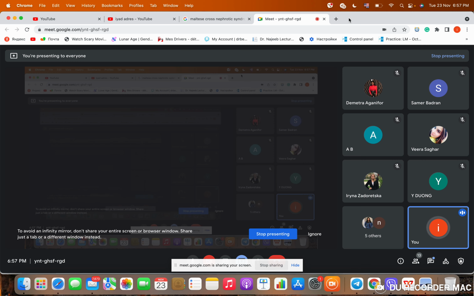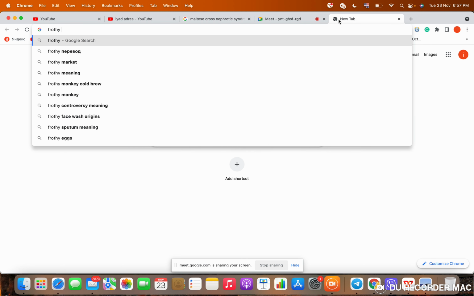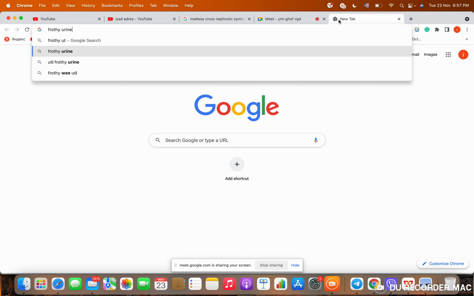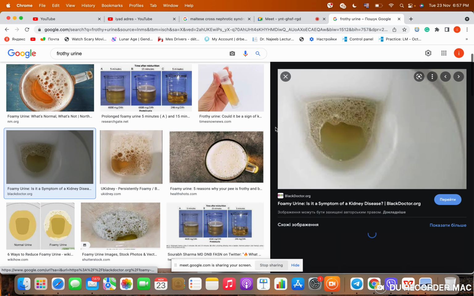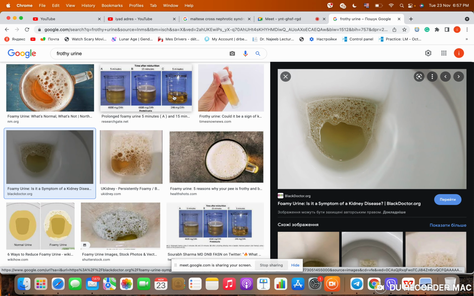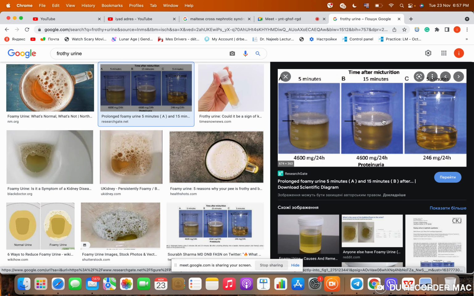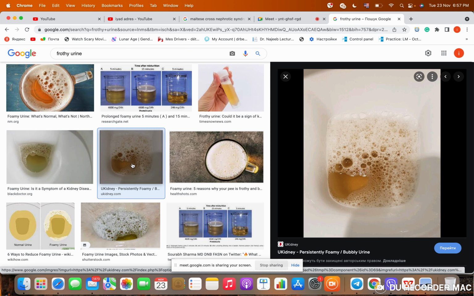I'm sorry, but I have to show you a frothy urine. A frothy urine is when they go to the bathroom and urinate, and it makes a lot of foam. Or when they give you the specimen, it looks like a beer. Exactly. Yep, a lot of foam. I know, right? That's what you learn medicine for.